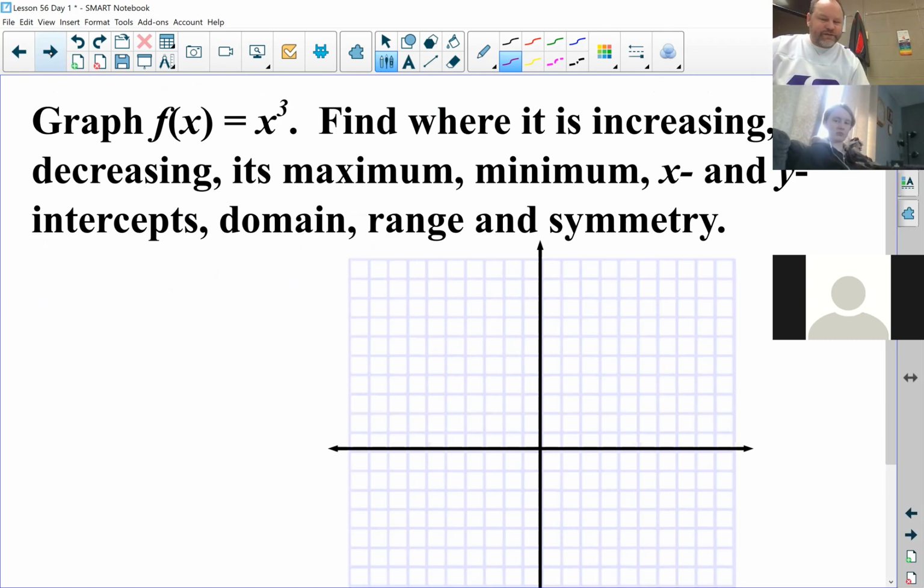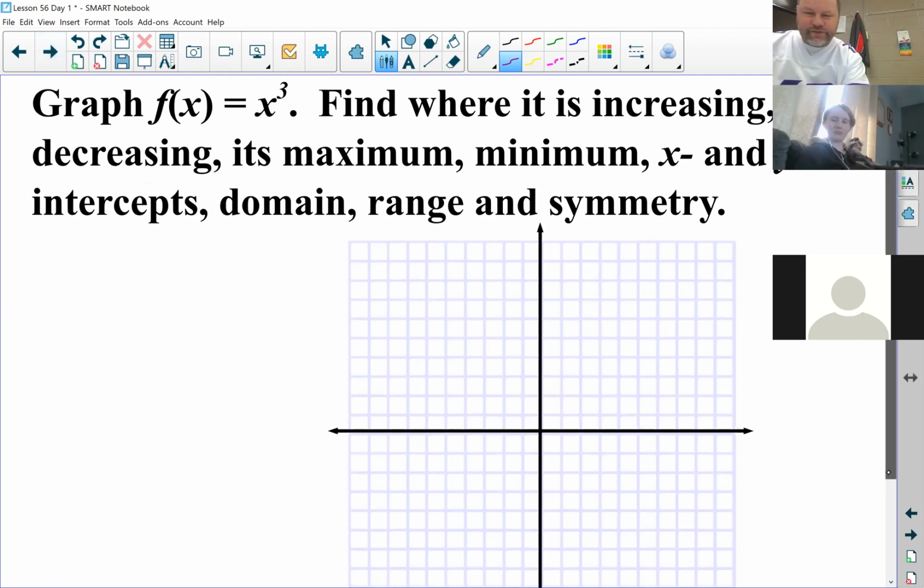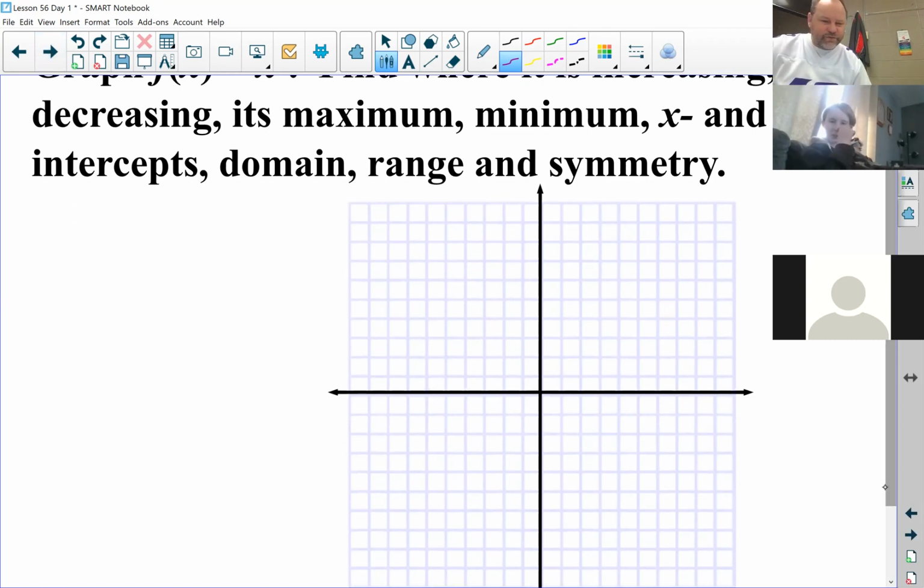X cubed, do we need to see x cubed, or are we comfortable with it? If you can react and give me a thumbs up, I will skip over x cubed. Yeah, thumbs up, there's one. Is anyone else on still? Can you go through X cubed? I can.